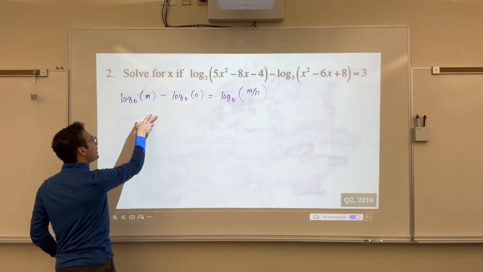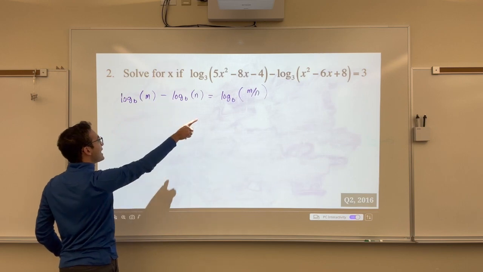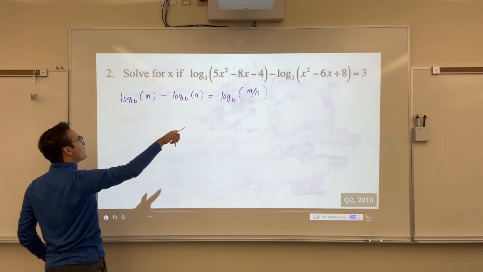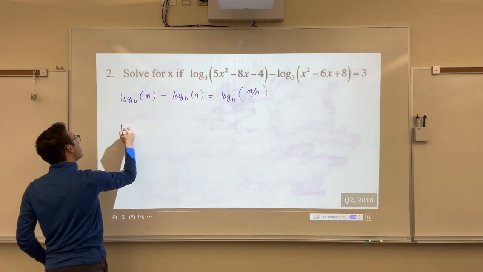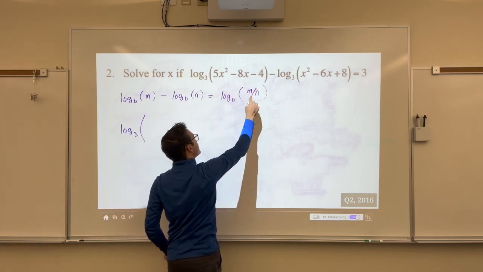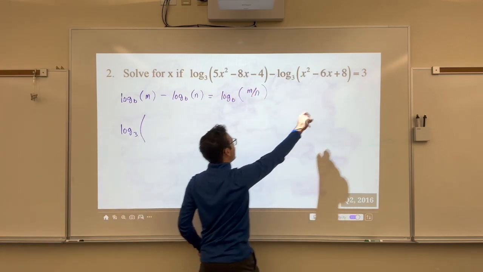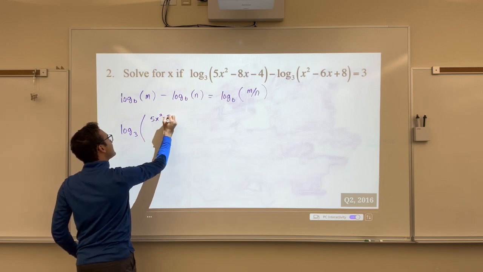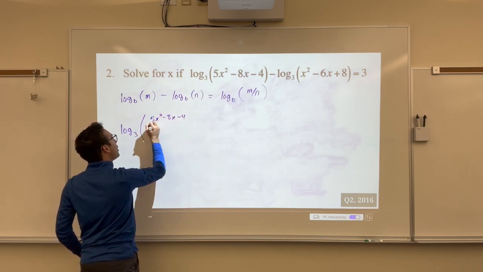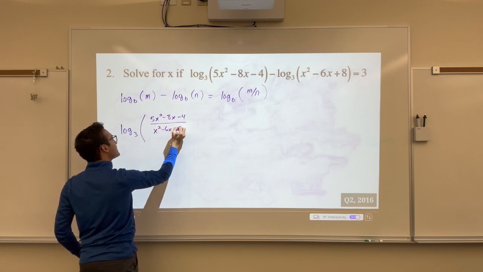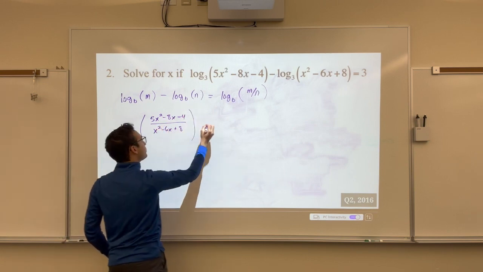So using this knowledge, let's rewrite the left side of this equation. We can say that that entire thing is going to equal the log base 3 of our first input divided by our second input. So it's going to be 5x squared minus 8x minus 4 over x squared minus 6x plus 8. And that'll be equal to 3.